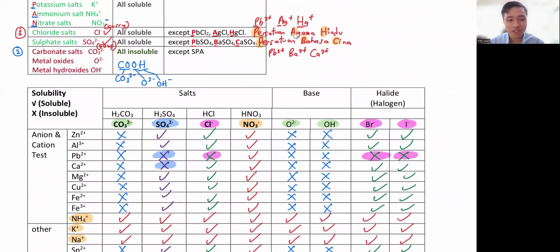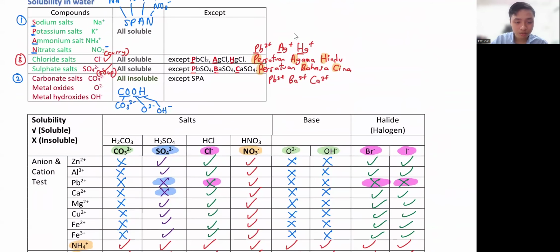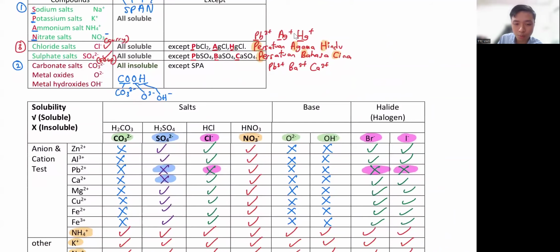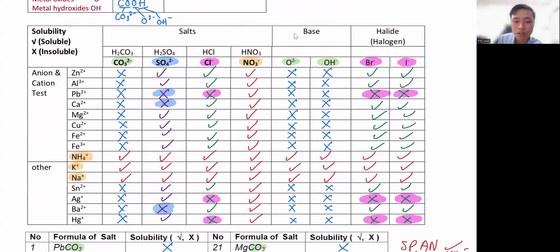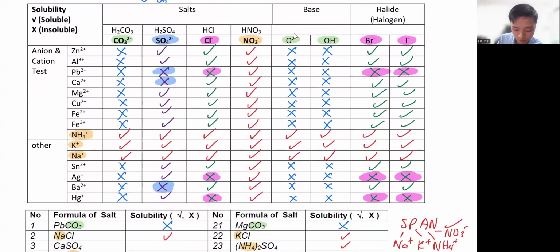Second is carbonate salt. Carbonate salt is COH. COH stands for carbonate, oxide, hydroxide. All these are insoluble. They are not soluble in water. So I put a cross, except when it is spa, because spa is the first to be prioritized. So for carbonate, all are insoluble except when it is spa.